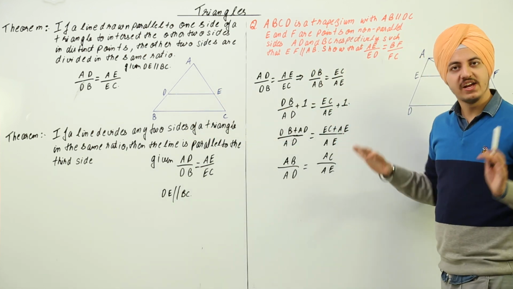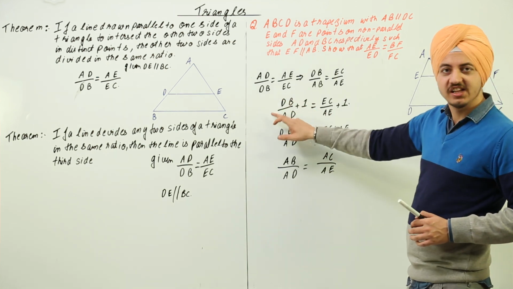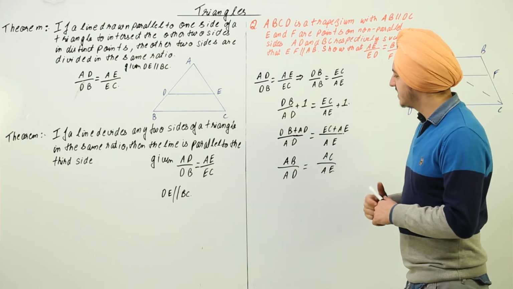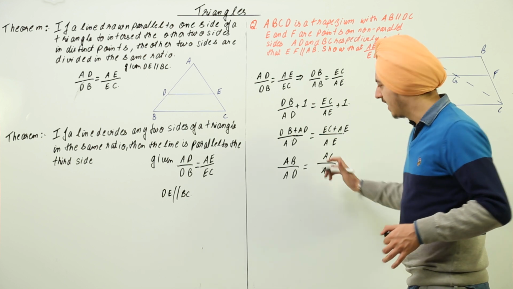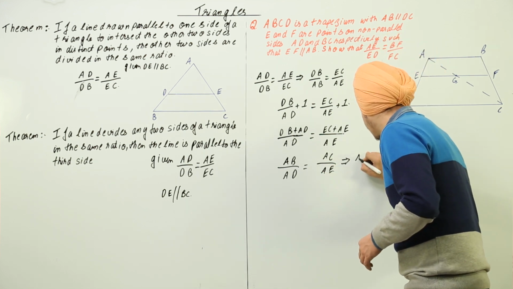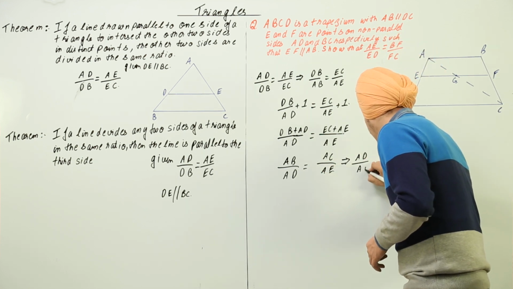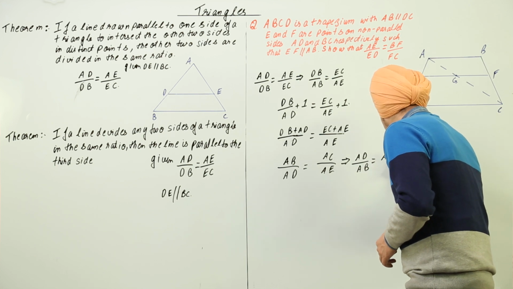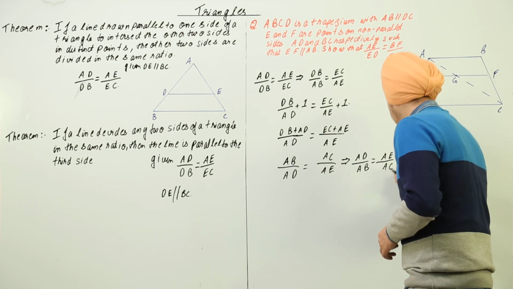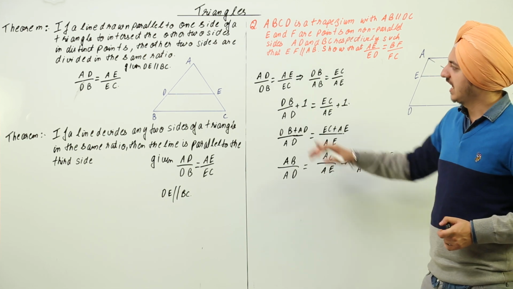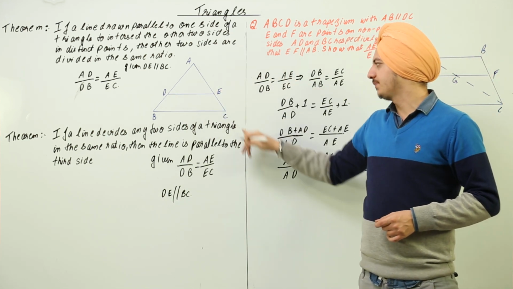Okay, same way, using the same procedure, just not taking the reciprocal, we can also reach another result. First of all, from here we also know that if we take the reciprocal of this, AD upon AB will be equal to AE upon AC. Okay, and we already know that AD upon BD is equal to AE upon EC.